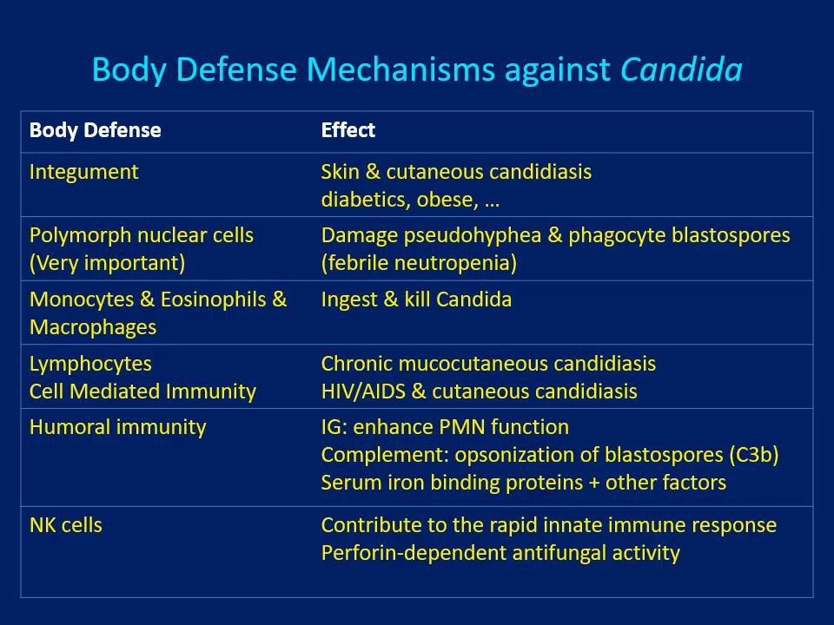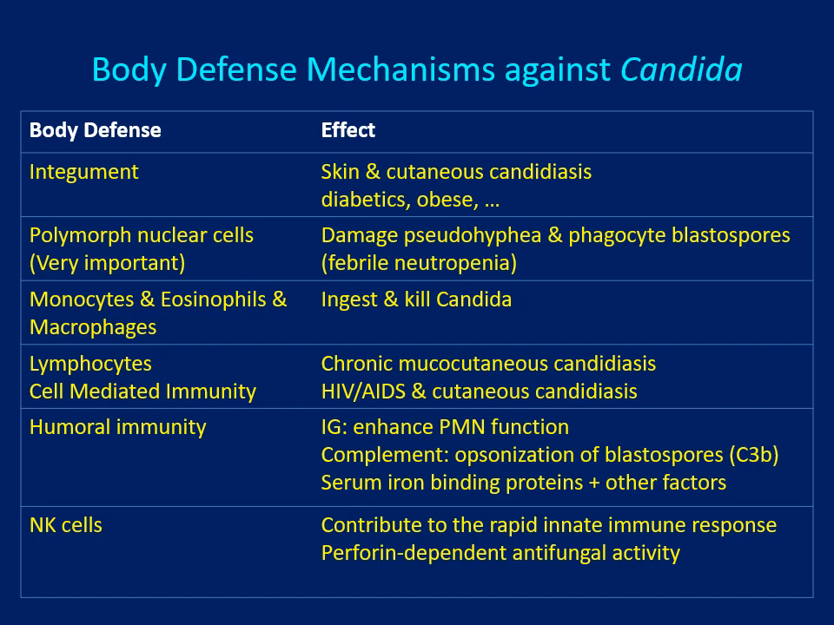They are very important because they can damage the pseudohyphae and are involved in phagocytosis of blastospores. This is why Candida is an important pathogen in febrile neutropenia in patients who have cancer and have no neutrophils because of the chemotherapy they have received. Monocytes, eosinophils and macrophages ingest and kill Candida.